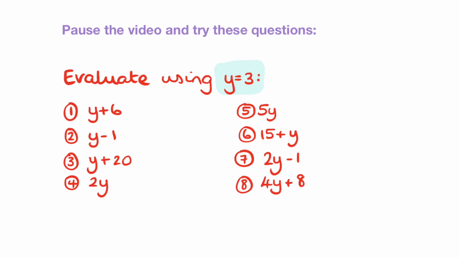So pause the video and evaluate using y equals 3. So in these expressions and terms, the value of y is 3. So y is worth 3. So each time you're swapping out the y for a 3. So here you're working out 3 add 6. Okay, I'll leave you to get on with those and you can check your answers when you've done them.